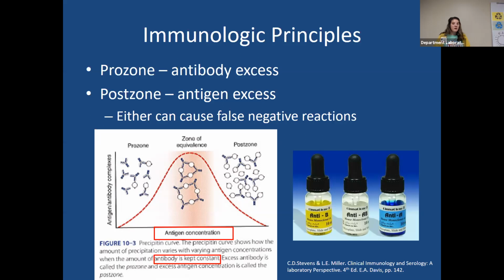If you don't have enough antibodies, then it won't bind to the antigen sites on the red cells, therefore you'll have a reduced amount of agglutination. That could result in a false negative. If you have too much antigen, then you have too many antigen sites, and your antibody is all bound up, and that could also result in a false negative.